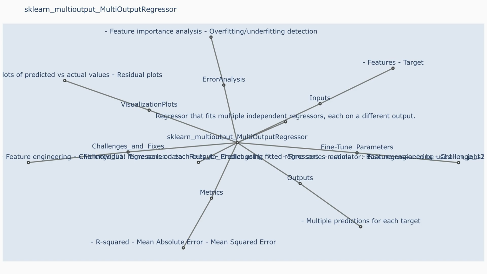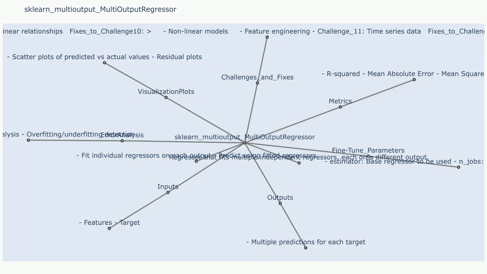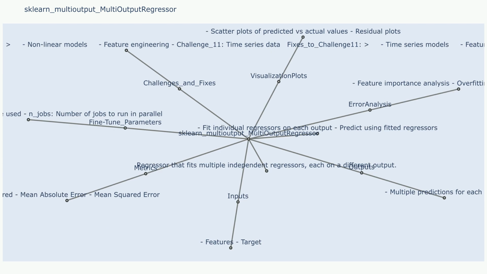sklearn multi-output regressor. A 2D array of training data with each row representing an instance and each column representing a feature. A 2D array of target values for each training instance. A 2D array of predicted target values for each instance.